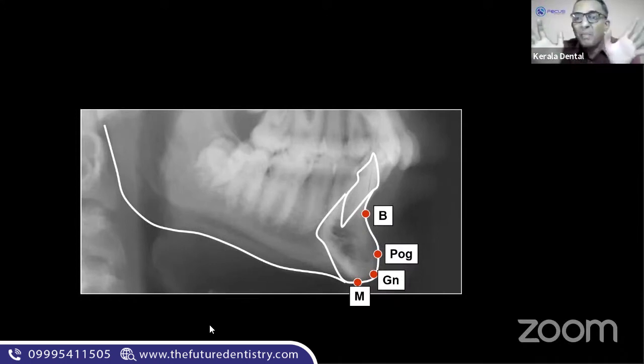It's not a natural point. It's a constructed point, which is a midpoint of the gonion and menton. Guys, questions can come this way also.